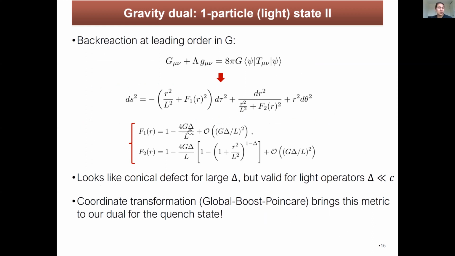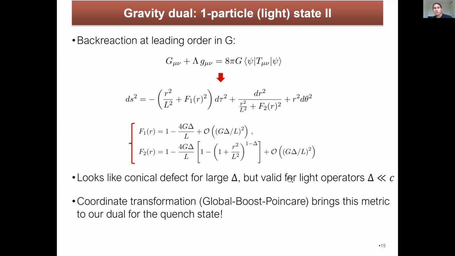This is the result at the leading order in G Newton. Indeed, this looks like a conical defect for large delta, but in fact this is valid for small delta, right? Because my expansion parameter is G Newton delta over L, and I want that to be small. So this is how the back-reacted state looks in global. I can then implement the coordinate transformations that Takayanagi and company explained in their paper, but now applied to this global metric. If I do that, I get a metric in the Poincaré patch that represents my quench state.